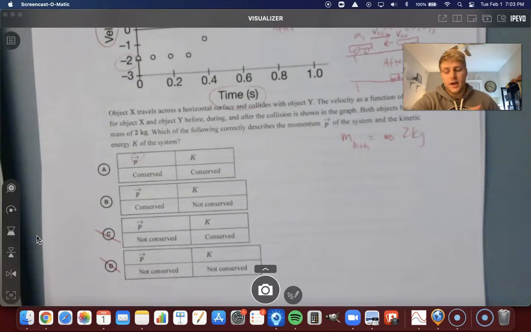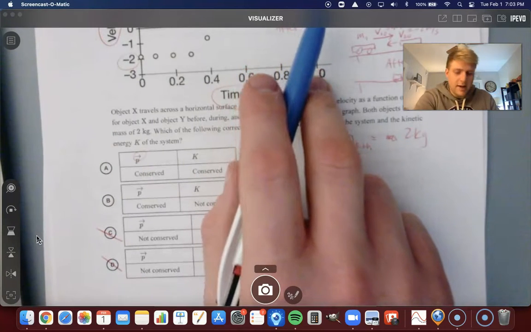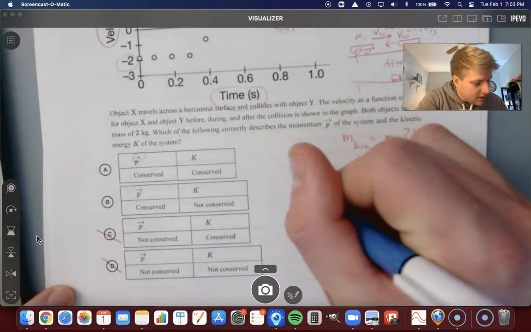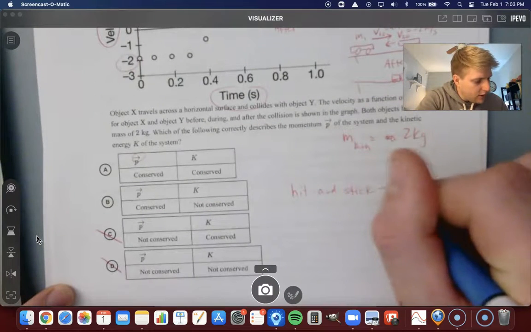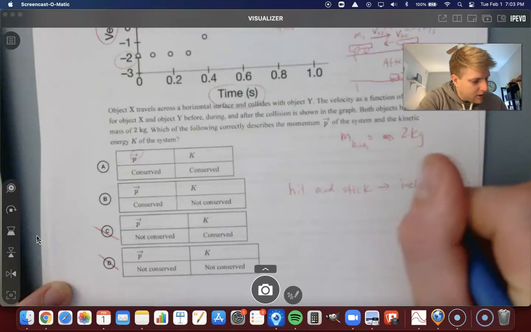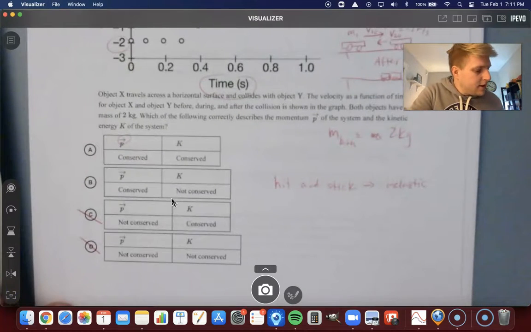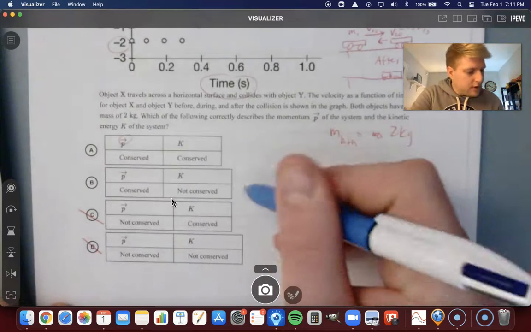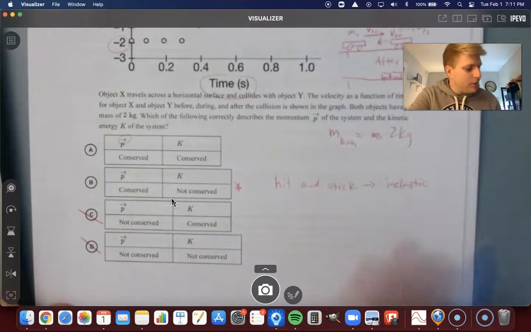Now, if I'm doing this on an AP test, and I know that they hit and stick together, I'm pretty clear that that's a very classic inelastic collision. So I'm going to jot that here as a note. Hit and stick is pretty much always going to be inelastic. That means we're going to lose some kinetic energy. So if I was doing this on a test, I would probably jump straight to B, which I'm pretty sure is going to be the right answer, but we can quickly check.